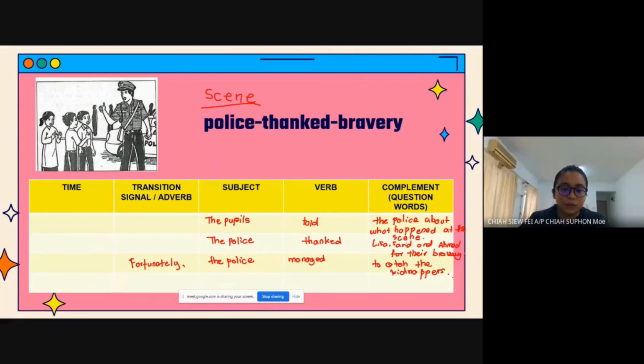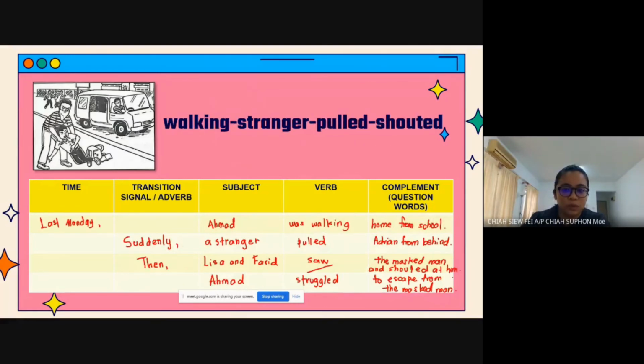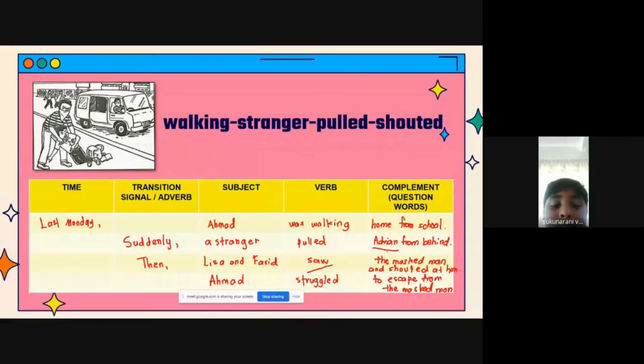Okay. So let's review the whole story. Last Monday, Ahmad was walking home from school. Okay, that is a correct sentence. Suddenly, a stranger pulled Adrian from behind. Okay, here it's Adrian. We can change the name. It's up to you what name you want to use, as long as you use the same name throughout the story. You cannot use Ahmad sometimes and Adrian sometimes.